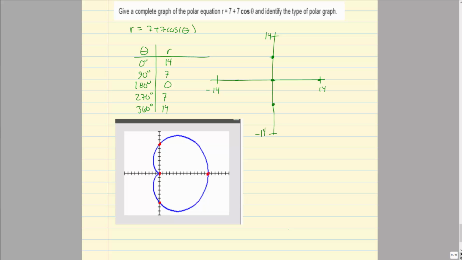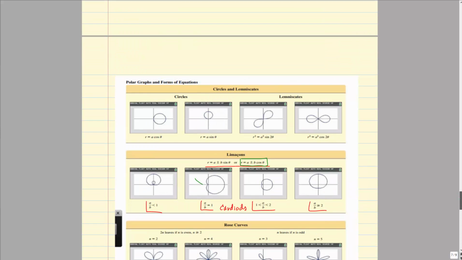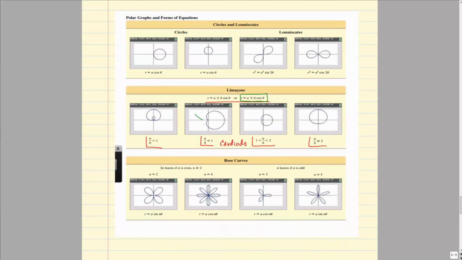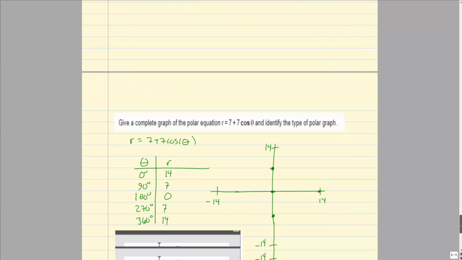So again, this is a cardioid. And coming up here to look at this summary table of graphs, it fits this one right here because r is equal to a plus b cosine theta for the one that we just did. We did 7 plus 7 cosine theta. So a and b are both 7. 7 over 7 is 1. So that gave us this shape right here. So that would be a good way to evaluate these.